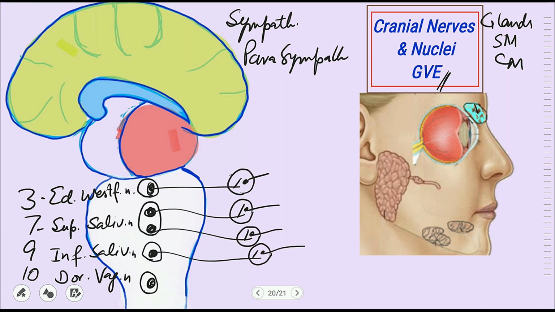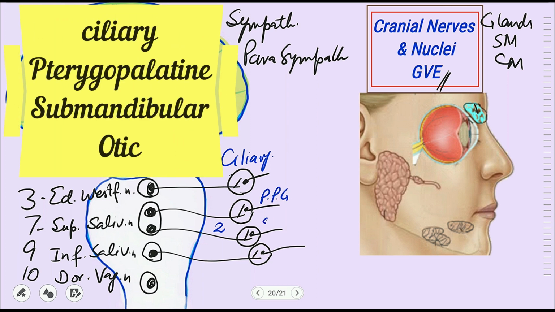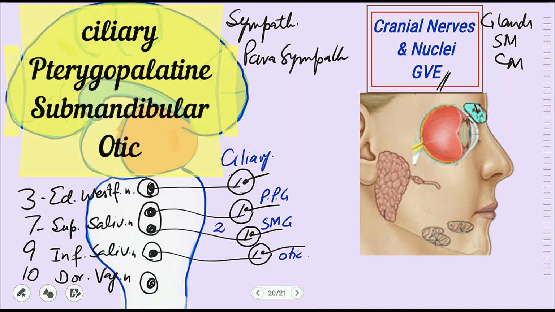The ganglion related with the third cranial nerve is known as the ciliary ganglion. This is the ciliary ganglion. And for the seventh cranial nerve, there are two ganglia. One is the pterygopalatine ganglion and the second is the submandibular ganglion. The ganglion related with the ninth cranial nerve is known as the otic ganglion.